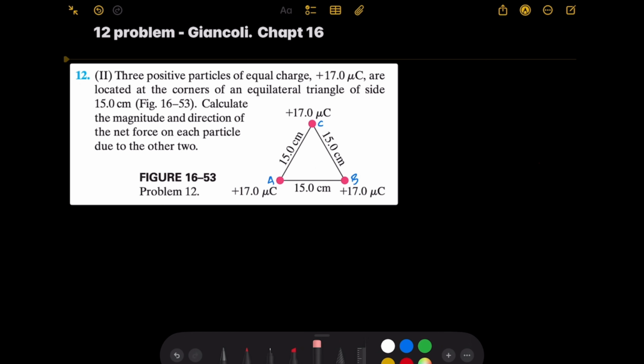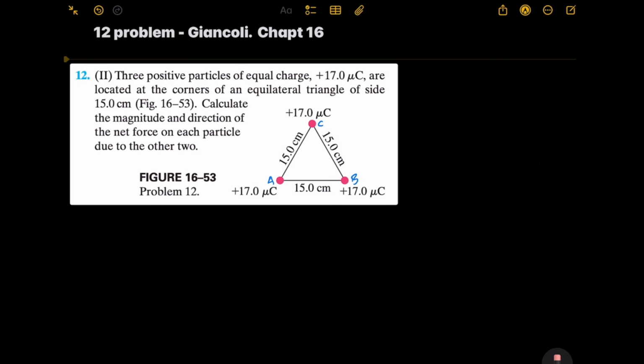Three positive particles of equal charge, plus 17 microcoulomb, are located at the corners of an equilateral triangle of side 15 centimeters. Calculate the magnitude and direction of the net force on each particle due to the other two.